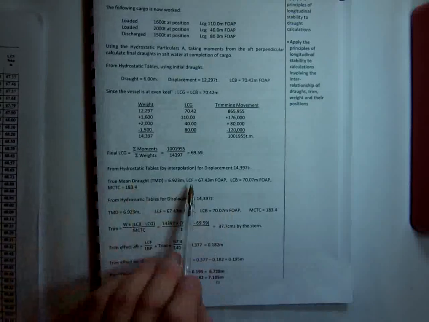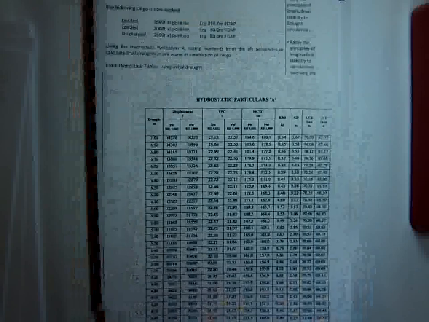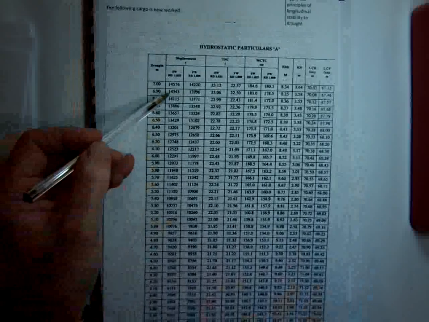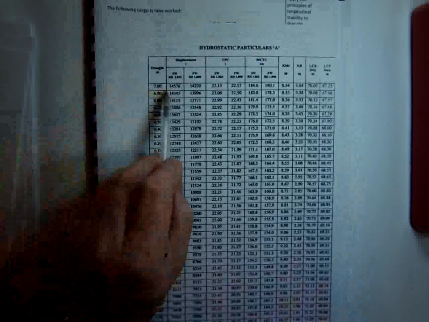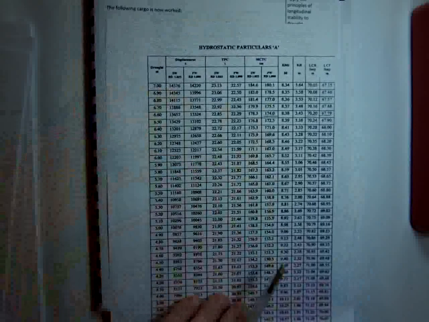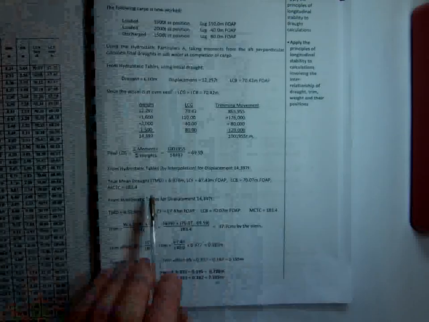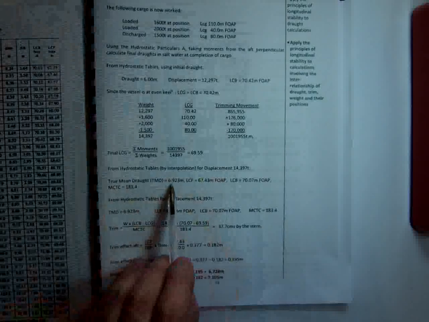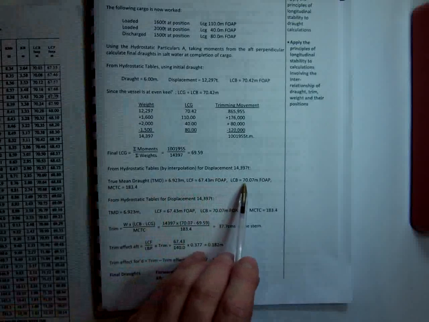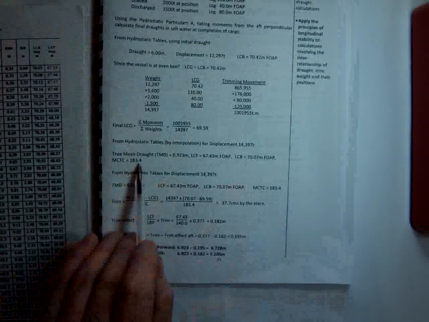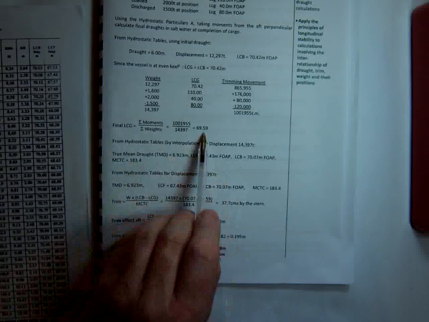Then what we need to do is get the 4 values from the hydrostatic tables. We need the true mean draft, LCF, LCB and MCTC, and we'd need to go in at 14,397 in salt water, and you can see that it doesn't fall exactly on either of those values, so we need to interpolate between them to get the 4 values. I'm not going to go through the interpolation here because there is a video on interpolation, but by interpolation our true mean draft was 6.923, LCF 67.43, LCB 70.07, MCTC 183.4. So we picked those 4 values, and we've also got our LCG of 69.59.